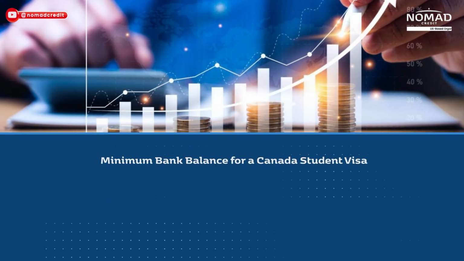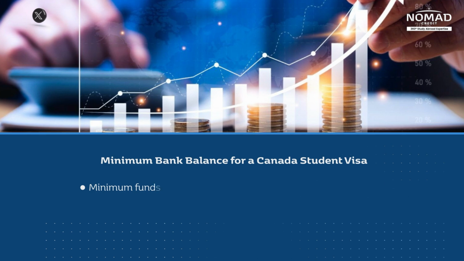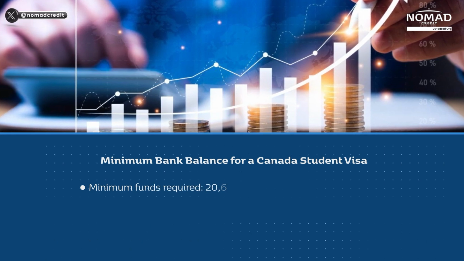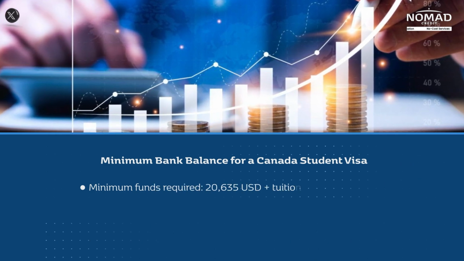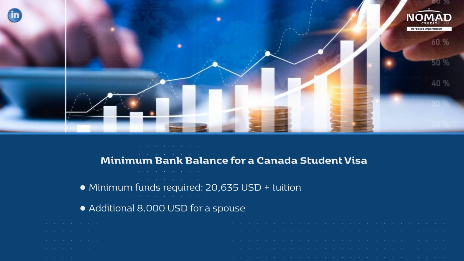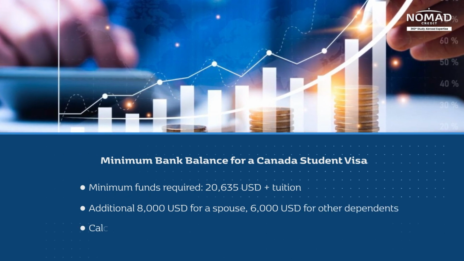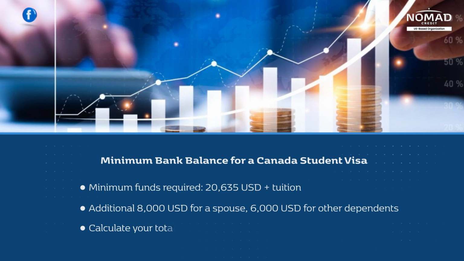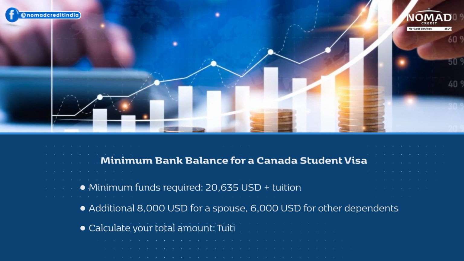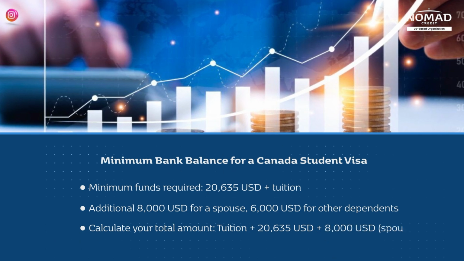Minimum bank balance for a Canada student visa. Minimum funds required: $20,635 plus tuition. Additional $8,000 for a spouse, $6,000 for other dependents. Calculate your total amount: tuition plus $20,635 plus $8,000 for a spouse.